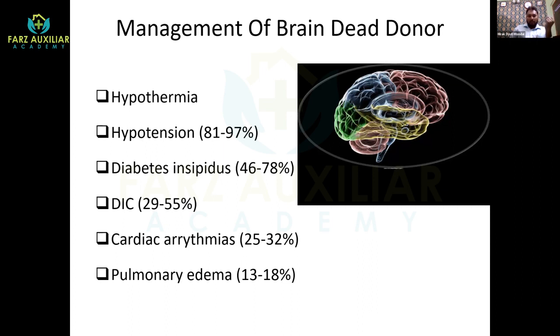You have to prevent hypothermia, hypotension, diabetes insipidus, DIC, cardiac arrhythmia, and pulmonary edema, because these are the most frequent events that prevent us from preserving an organ for another patient. You know, this is very important. Are you clear?